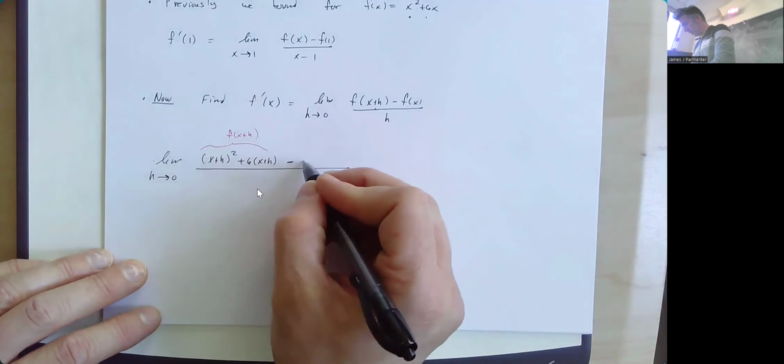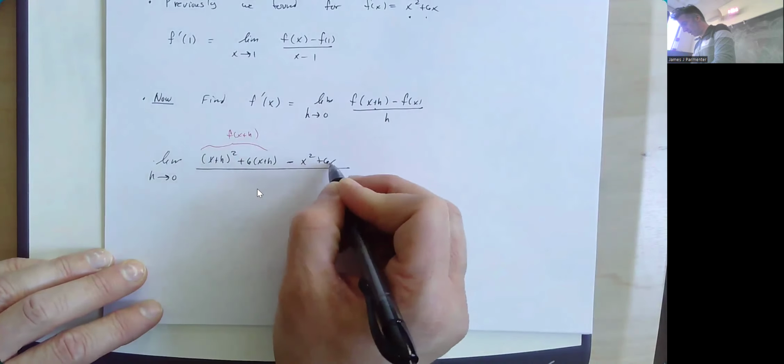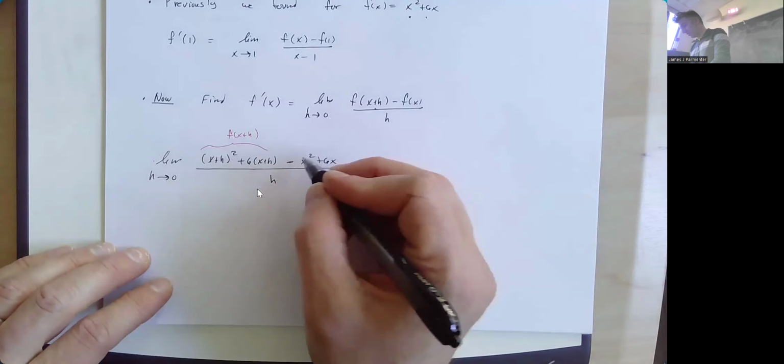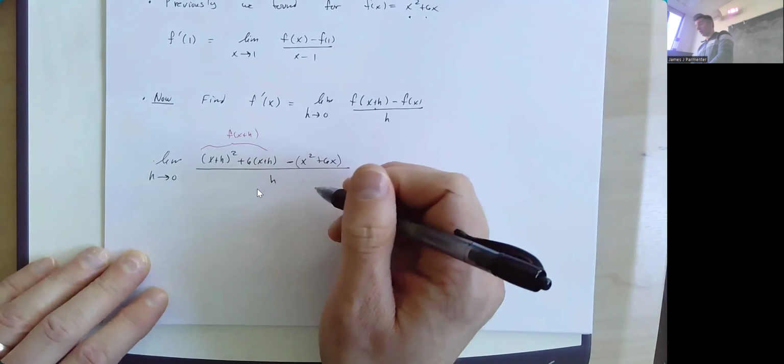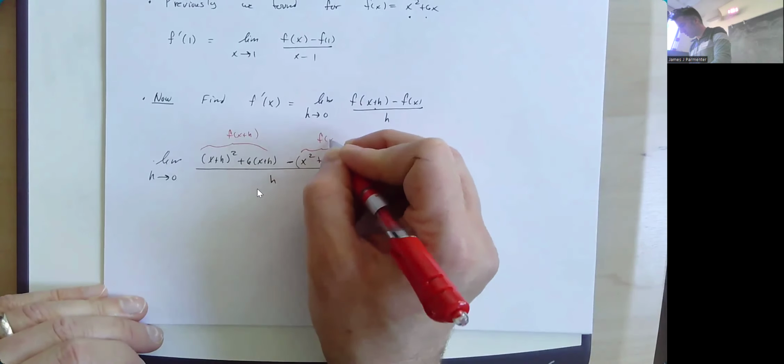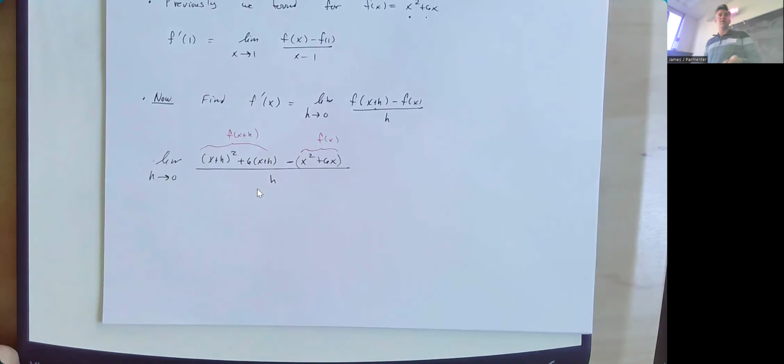Be careful here. Notice the mistake I'm making right there. The mistake I'm making is I forgot a parentheses. That minus sign has to distribute to both those terms. Otherwise, things are not going to work out. And then, of course, all divided by h.